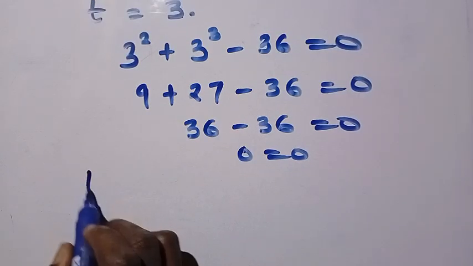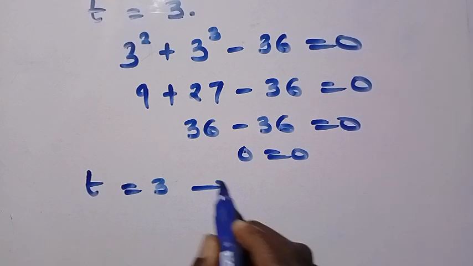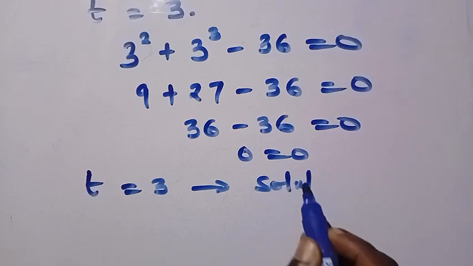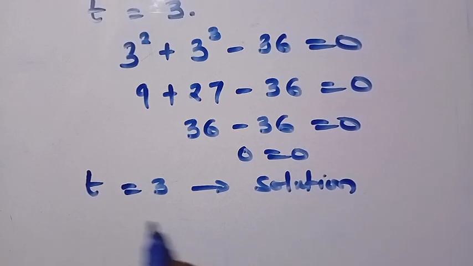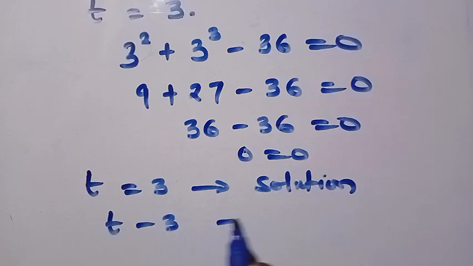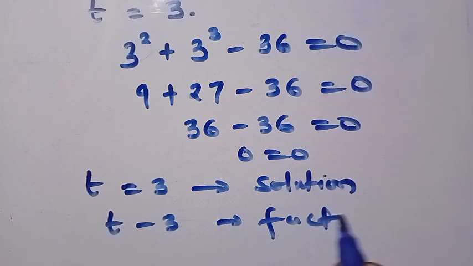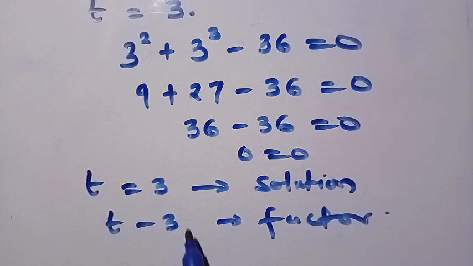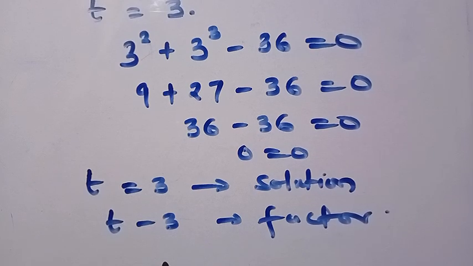If t equals 3 is a solution to this problem, and t minus 3 is one of the factors of this cubic equation, then we need the other 2 solutions. Here comes the long division method of polynomials, or we can call it synthetic division, of finding this. Let's just apply synthetic division to solving this.